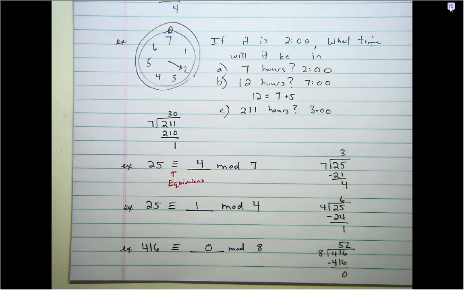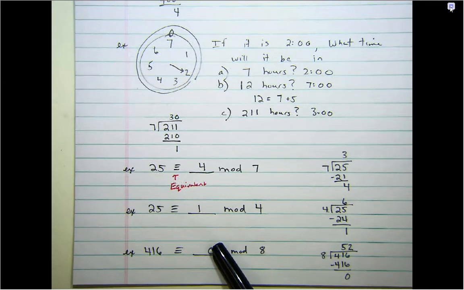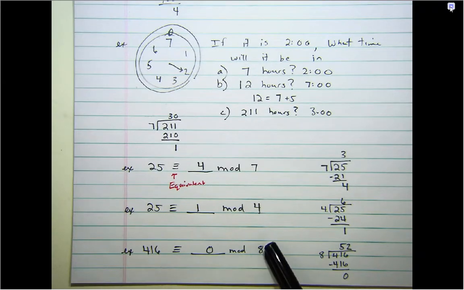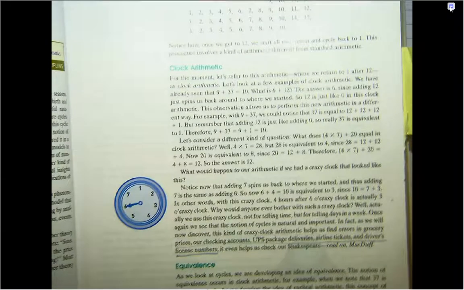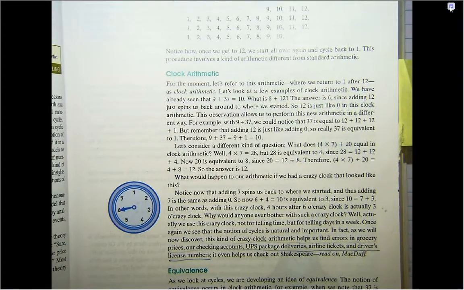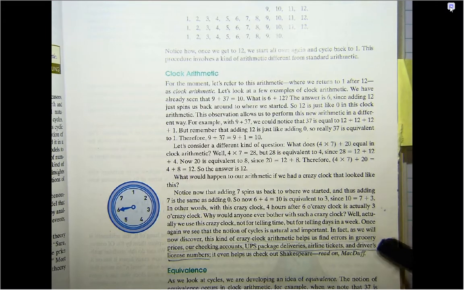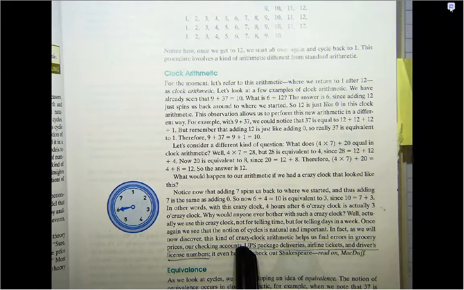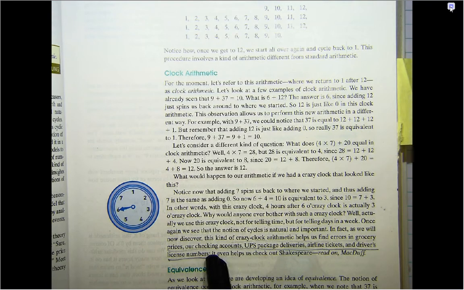So this modular arithmetic, where we put the remainder down after we take multiples of the number on the right, is used for a number of different activities. Here's some examples. So this is your textbook. Your author is calling that crazy clock arithmetic. It helps us find errors in grocery prices, our checking accounts, UPS package deliveries, airline tickets, and driver's license numbers.